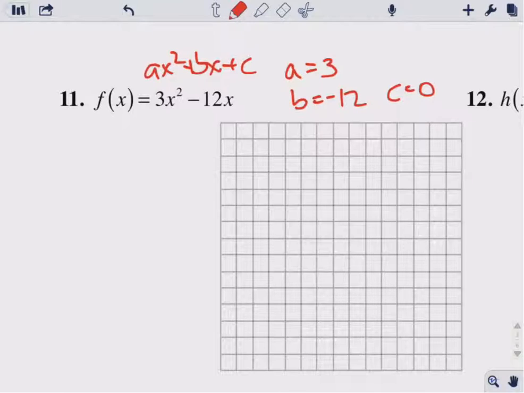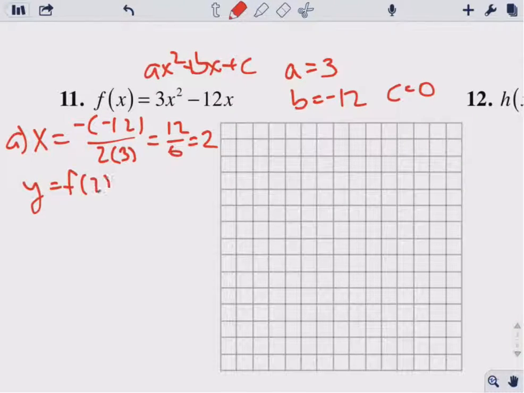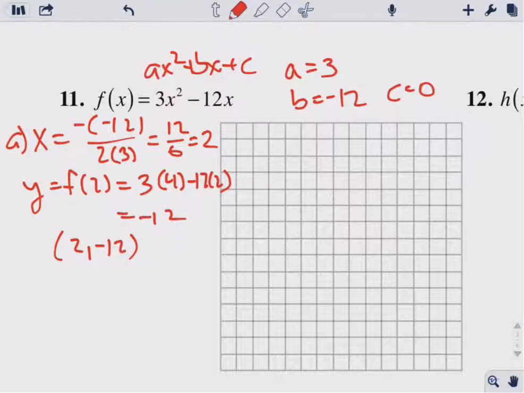Alright, so I've got to find the x-coordinate of the vertex. For part A, x is equal to negative b over 2a. So I get 12 over 6, which is equal to 2. The y-coordinate is equal to f of 2. So I get 3 times 4 minus 12 times 2. I get 12 minus 24, which is negative 12. Alright, so our vertex is (2, negative 12).